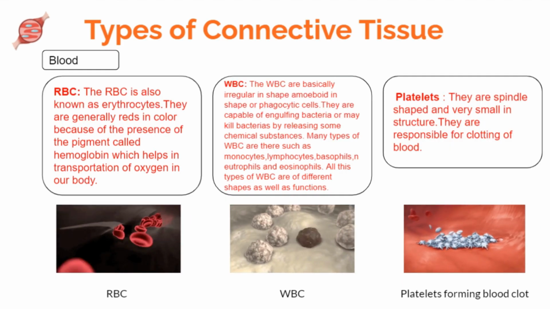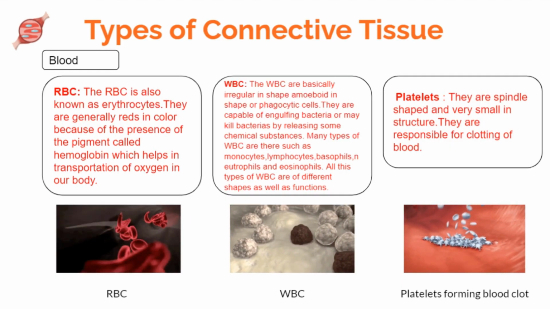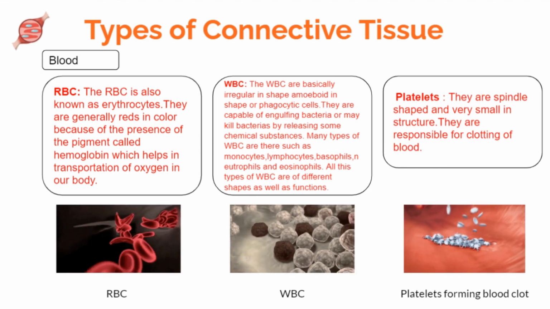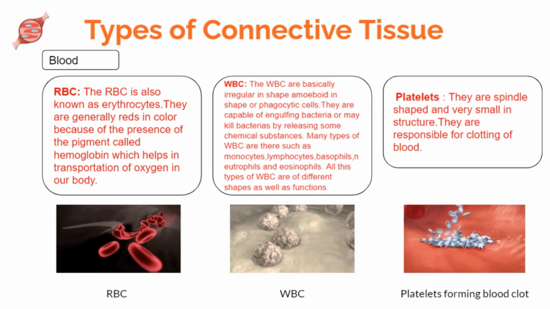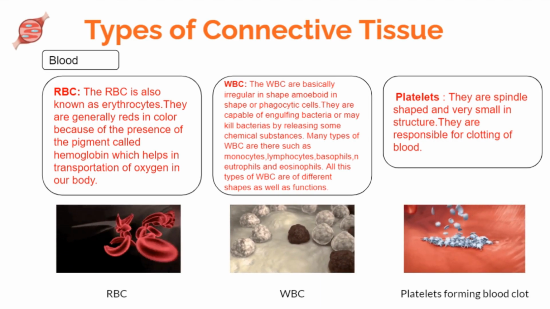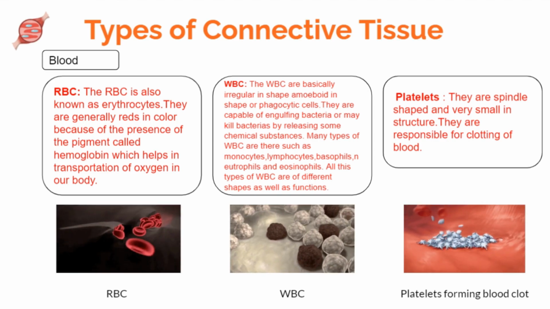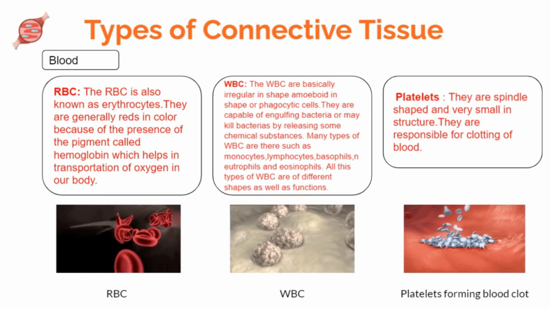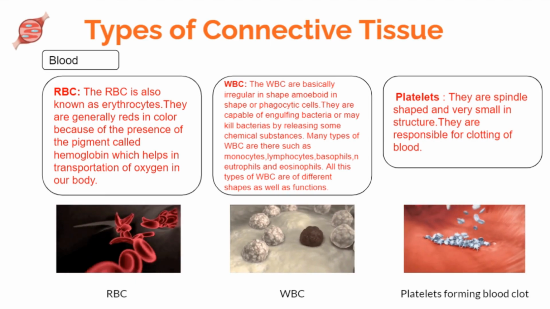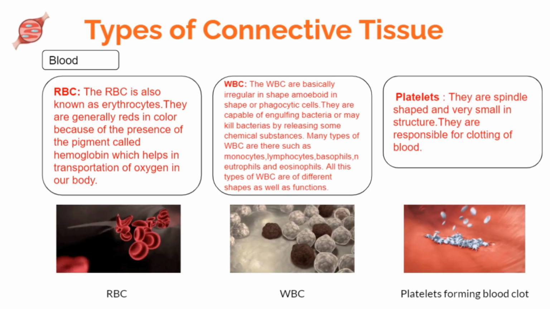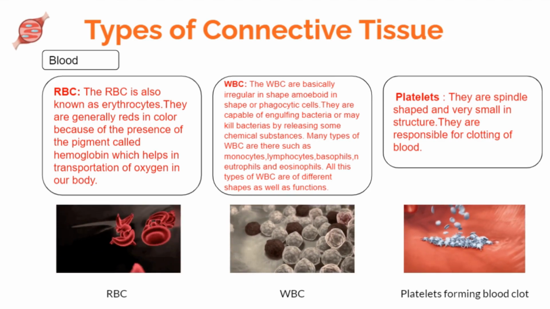The RBC cells, as we know, are also known as erythrocytes. They are generally red in color because of the presence of a pigment called hemoglobin, which helps in transportation of oxygen in our body. The white blood cells are basically irregular in shape, amoeboid in shape, or phagocytic cells.